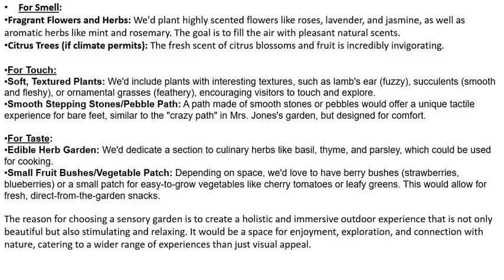For taste, edible herb garden. We would dedicate a section to culinary herbs like basil, thyme and parsley, which could be used for cooking. Small fruit bushes or vegetable patch. Depending on space, we would love to have berry bushes, strawberries, blueberries, or a small patch for easy to grow vegetables like cherry tomatoes or leafy greens. This would allow for fresh, direct from the garden snacks.